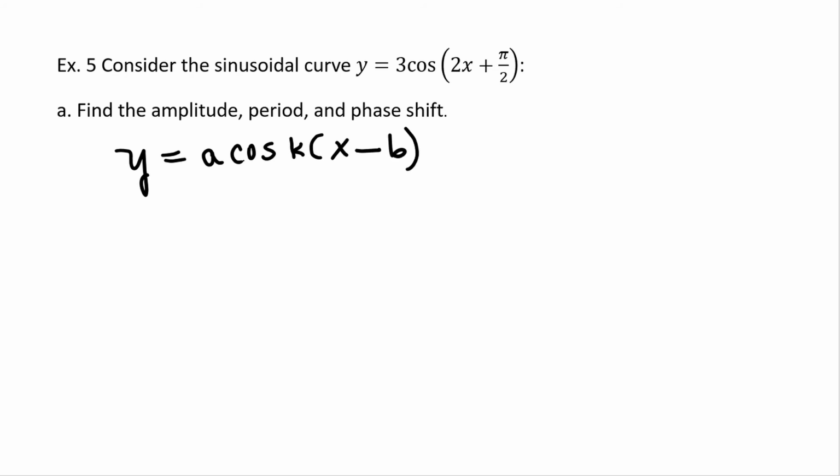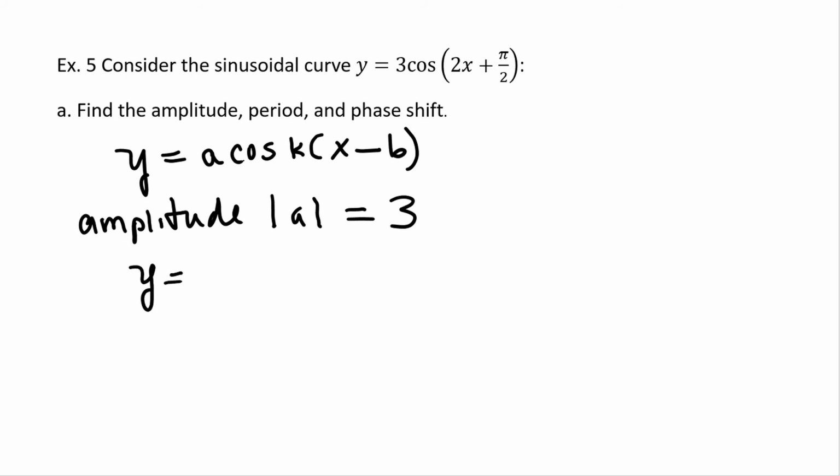Okay, so amplitude is the constant that's multiplied to the trig function. We denote it with absolute value of a, and in this instance the amplitude is 3. We increase or affect the height by 3. Now we're going to have to rewrite this expression a little bit to do the period and phase shift.